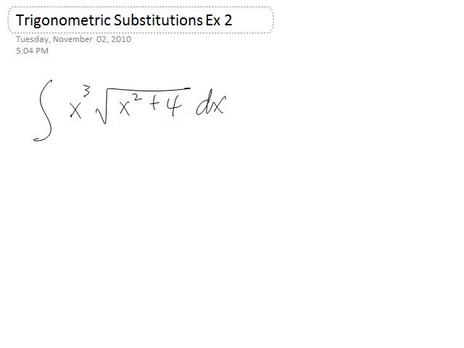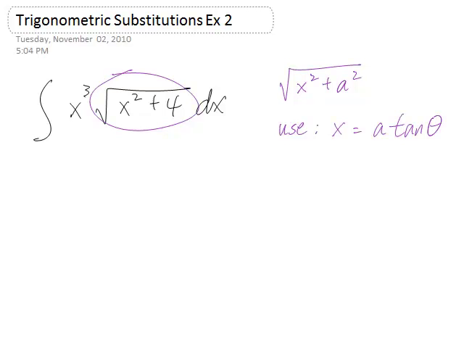Let's take a look at the integral of x cubed times the square root of x squared plus 4 dx. You notice that there's a square root of x squared plus 4 here. That's in the form of the square root of x squared plus a squared, and so we want to use the trig substitution x equals a tangent theta. Here a is 2, so we do the substitution x equals 2 tan theta.